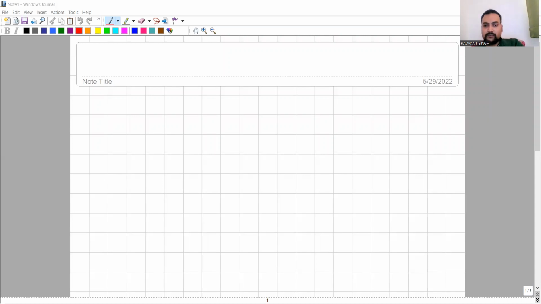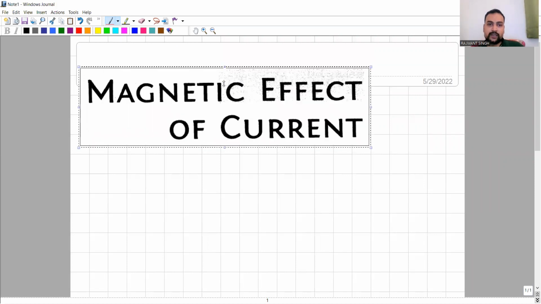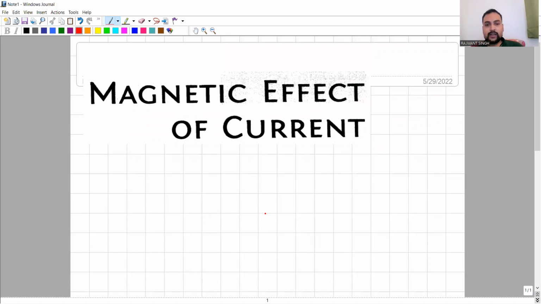So we are going to start off with this new chapter, magnetic effect of current. It's a very large chapter as well as an important one, and it has quite a lot of concepts and quite a lot of directional type of concepts. So be very careful with this chapter. There's a good weightage of this chapter in every exam. Okay.